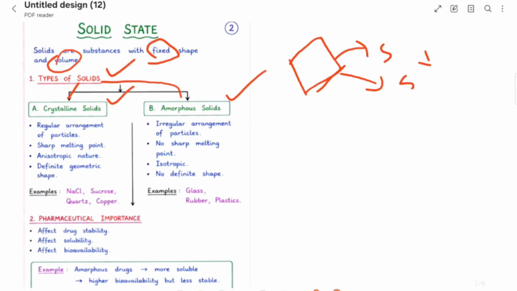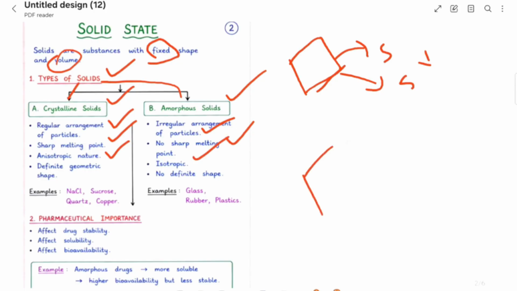So how do they differ? Crystalline solids have a regular arrangement of particles, whereas amorphous solids have an irregular arrangement of particles. Crystalline solids have a sharp melting point, while amorphous solids don't. Crystalline solids are anisotropic in nature and amorphous solids are isotropic in nature.